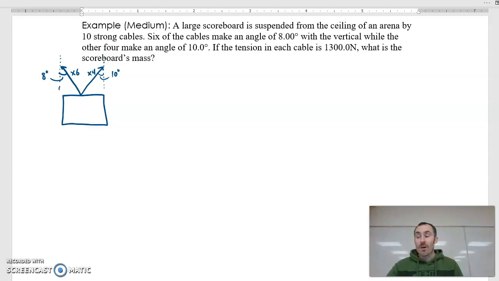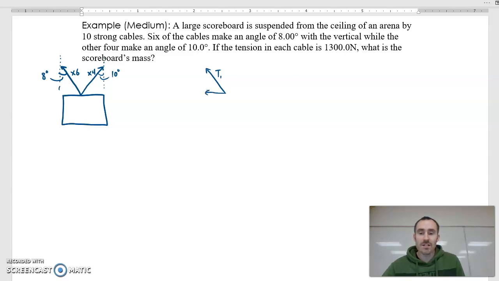So we want to figure out what the scoreboard's mass is given the tension in those cables. So each cable has a 1300 newton force acting on it. So let's just look at this first one here as though it is a single cable. So we're going to call this T1. T1 is 1300 newtons. And there's 6 of those, remember?